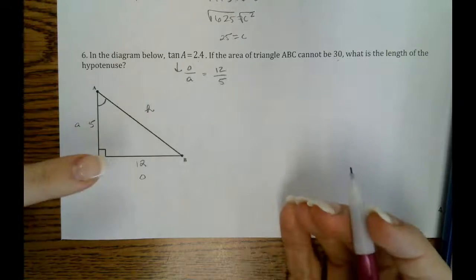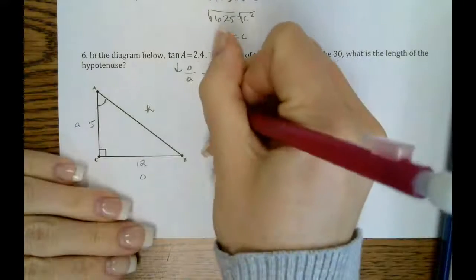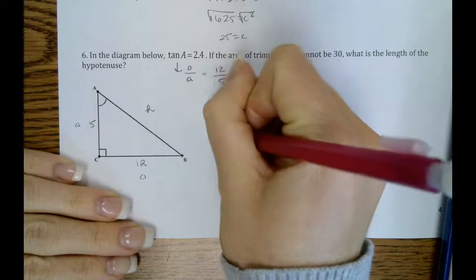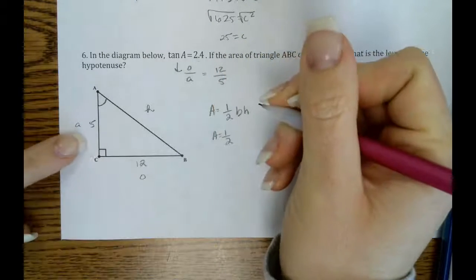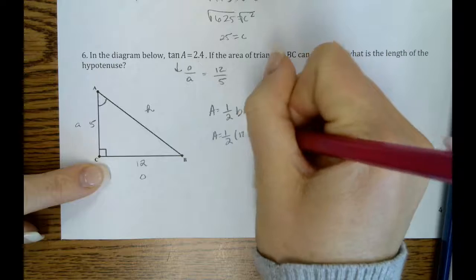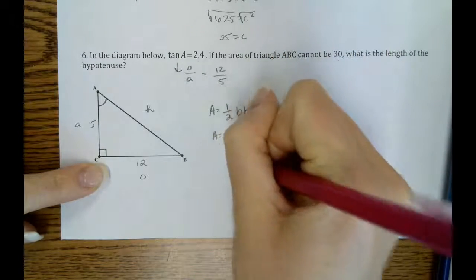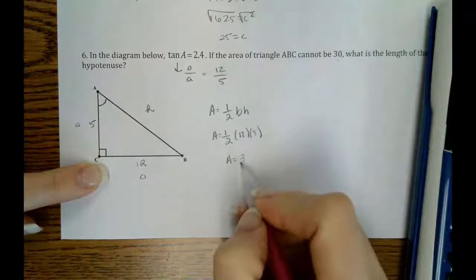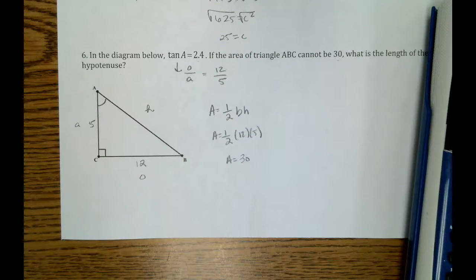So now that we have this, let's see what our area is going to be. So area is 1/2 base times height. So our base is 12, and our height is 5. So if we do 1/2 base times height, we end up with 30. Okay, so that's an issue. That's a little bit of a problem.